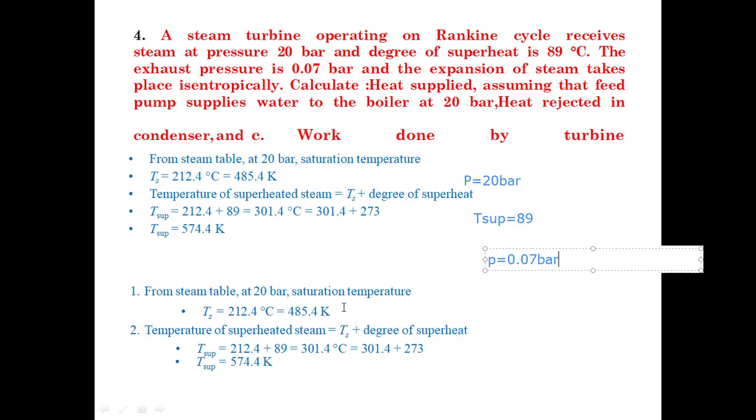From the steam table, there are two ways to take the values: one is temperature based, another is pressure based. You take the values from the temperature based table. Ts is equal to 212.4 degrees Celsius. Temperature of superheated steam, T superheated, is Ts plus degree of superheat. T superheated is equal to 212.4 plus 89, which is 301.4 degrees Celsius.